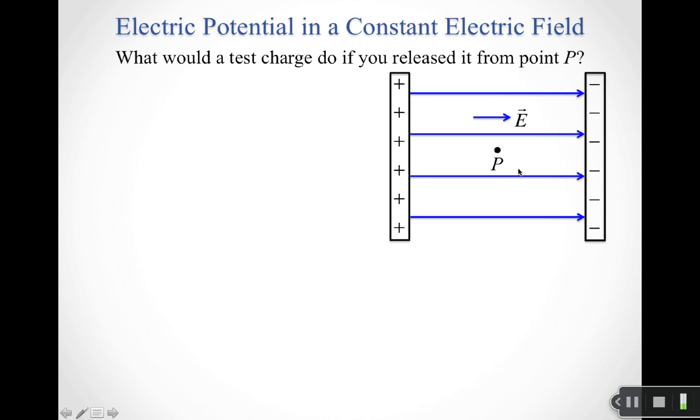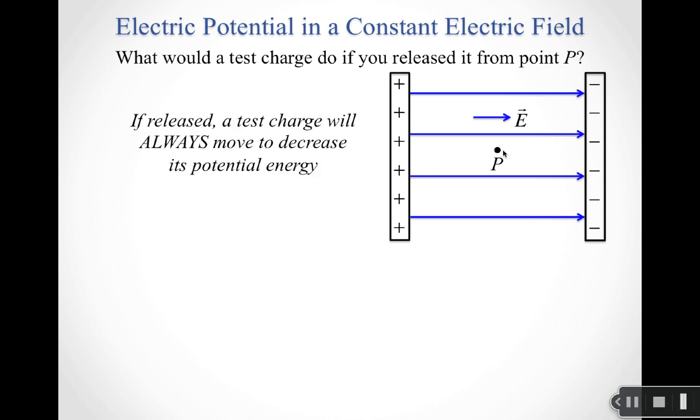So what would happen if we took our test charge and released it here at point P? Well, that's going to depend. Which way it moves would depend on the test charge, but we know that a test charge will always move to decrease its potential energy. So if I put a positive test charge here, I know that it would move to the right to decrease its potential energy when I released it. If I released a negative test charge from point P, it would move to the left to decrease its potential energy as I released it.